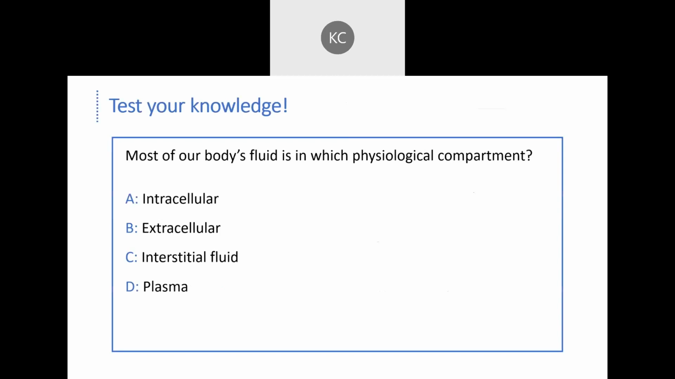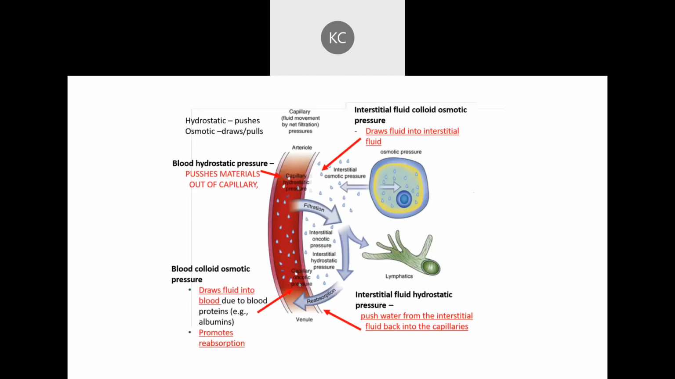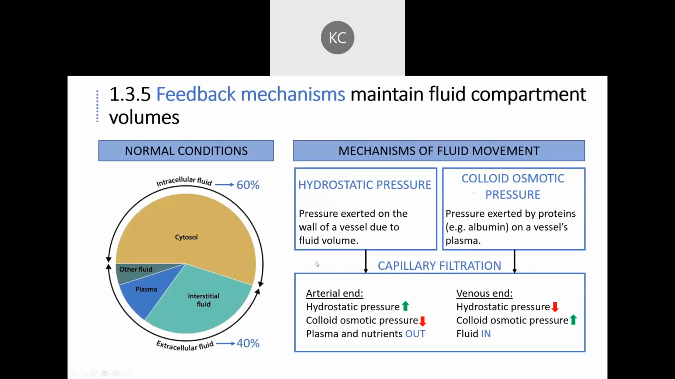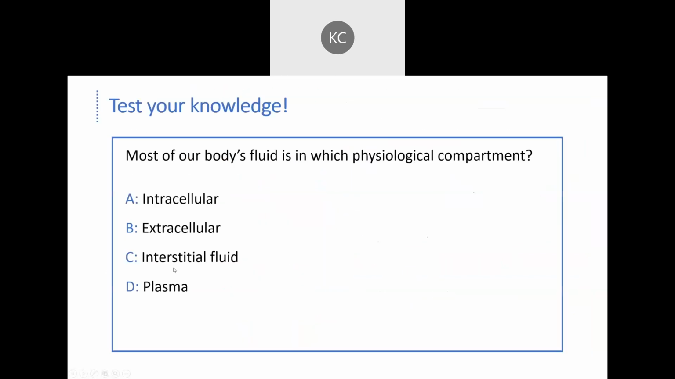Okay, so answer this last question. Most of our body's fluid is in which physiological compartment? Pause the video, think about it, and I'm going to go ahead and answer. This is A, intracellular. If we look back at this slide, roughly 60% of our fluid is in the intracellular space, in the form of cytosol, and about 40% is either interstitial fluid, plasma, or some other type of fluid, maybe like cerebrospinal fluid. So the majority of it is intracellular fluid.